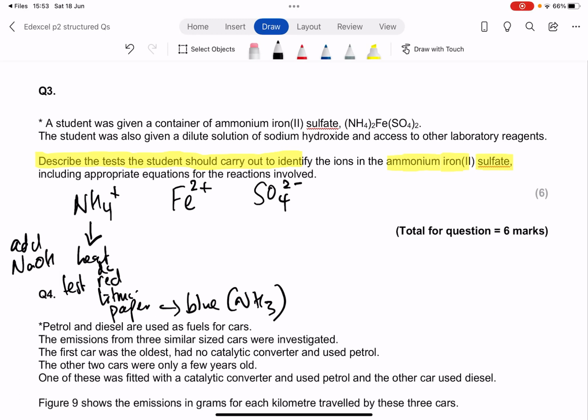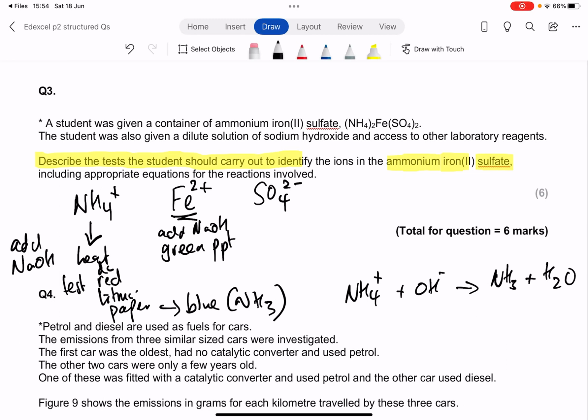What type of reaction is occurring? Ammonium is reacting with sodium hydroxide to form ammonia and water. Okay, so here's an appropriate equation for the reaction. With iron, when you add sodium hydroxide, you will get a green precipitate formed. Fe2+ plus 2OH- forms Fe(OH)2. So there's a test for iron, it's a precipitation test.